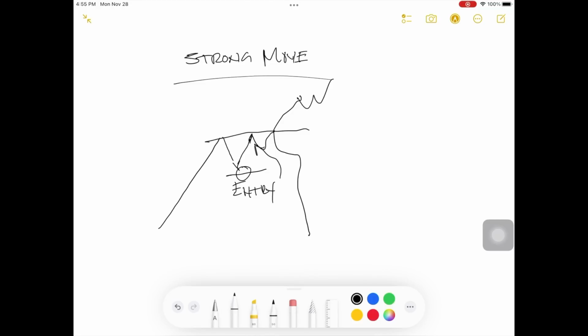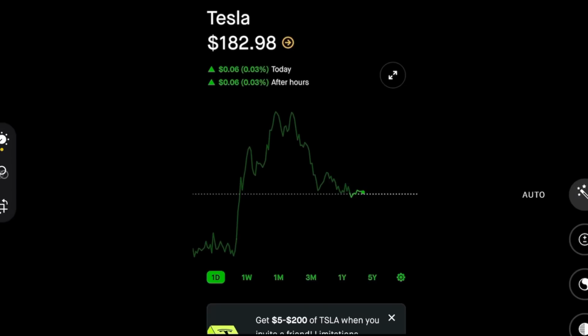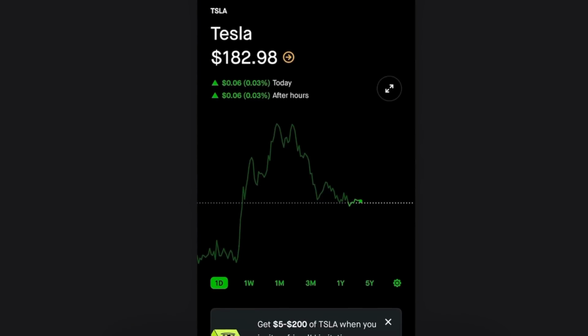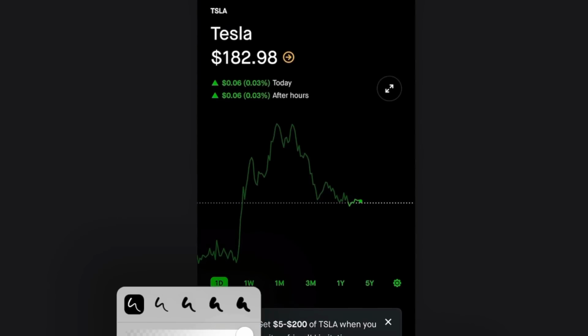Let's go ahead and dive into it on the charts. For teaching purposes, we're going to use Tesla as an example, and I want you to look for the exact thing I pointed out to you with that illustration. I want you to look for it in this example here. Let's go ahead and knock it out.